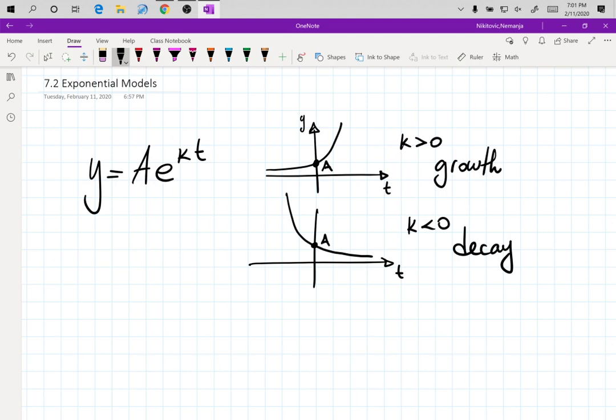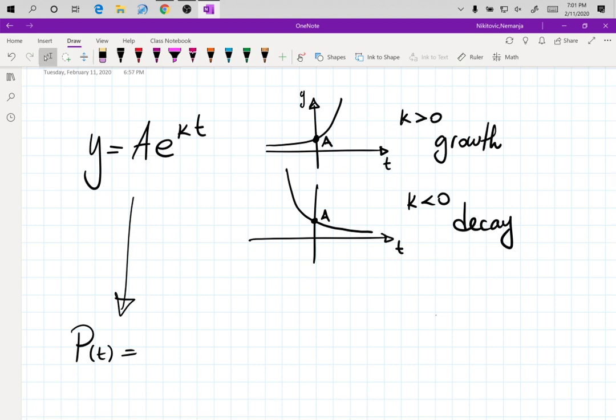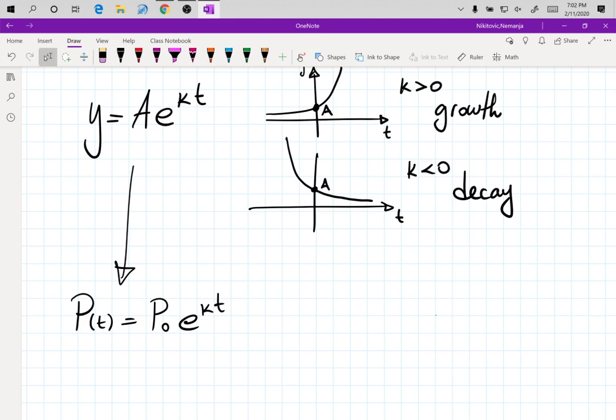And now we use this dressed up with different letters for different applications. If I want to use the growth of population, I will say population in time is equal to initial population times e to the kt. And then this k is a constant of population growth. It has the birth and the death and a ratio of male, female. All of that stuff is in that k, mushed together. So that's what the k does.